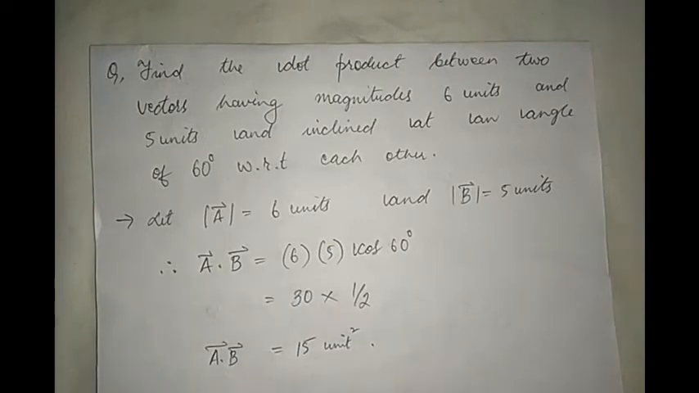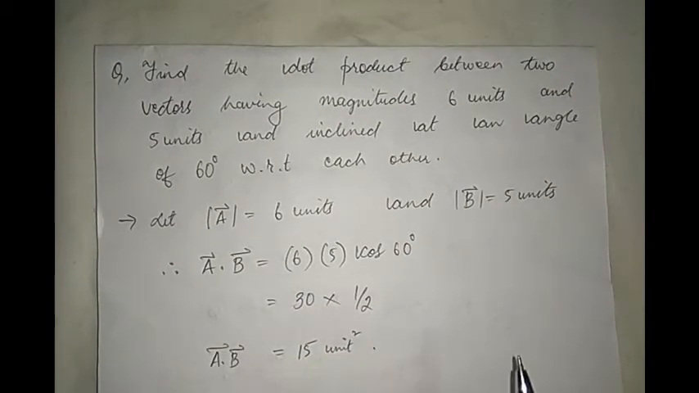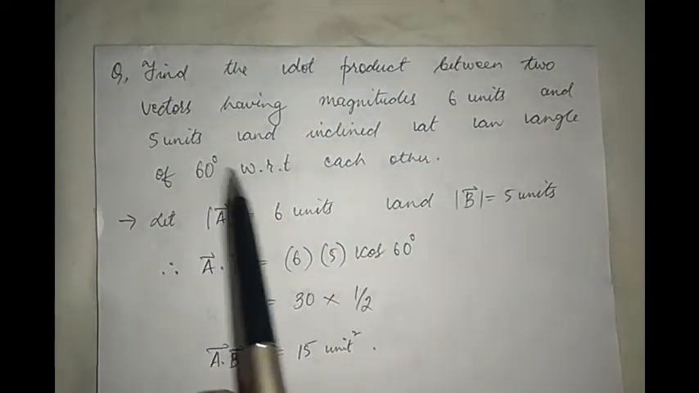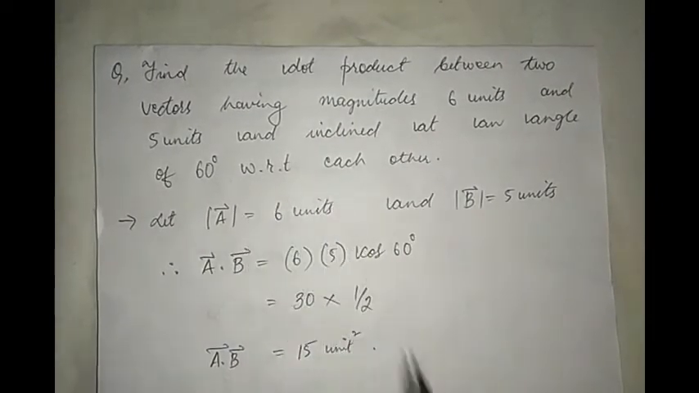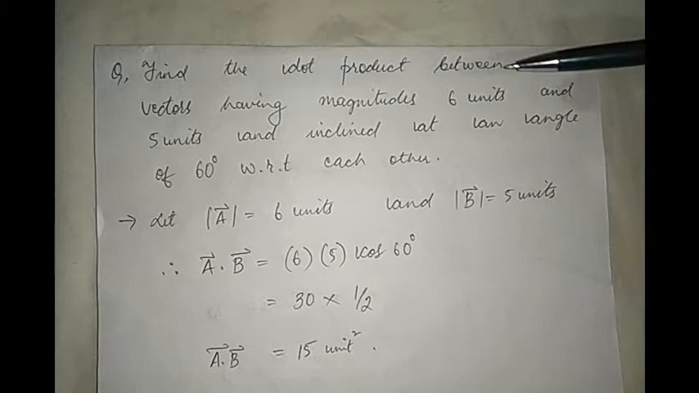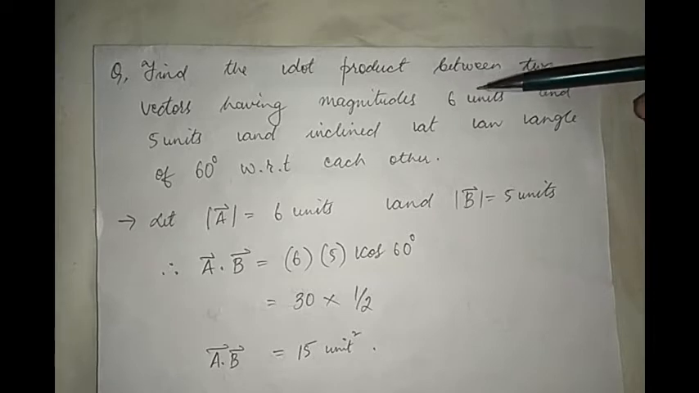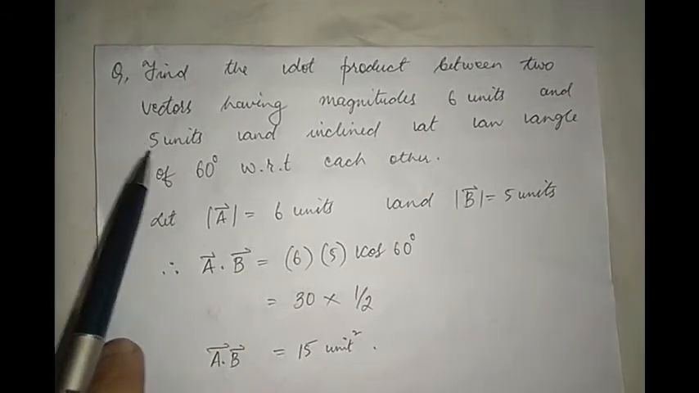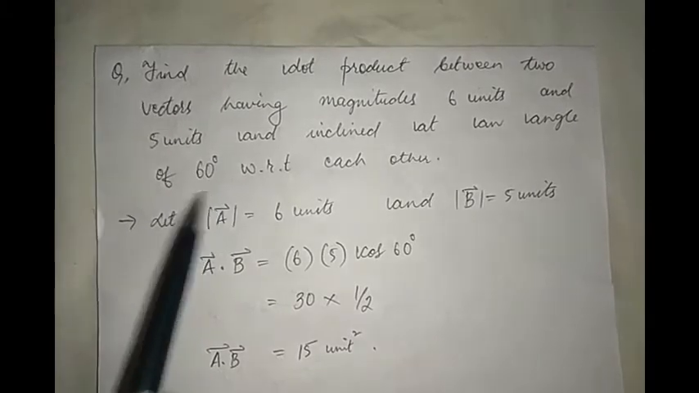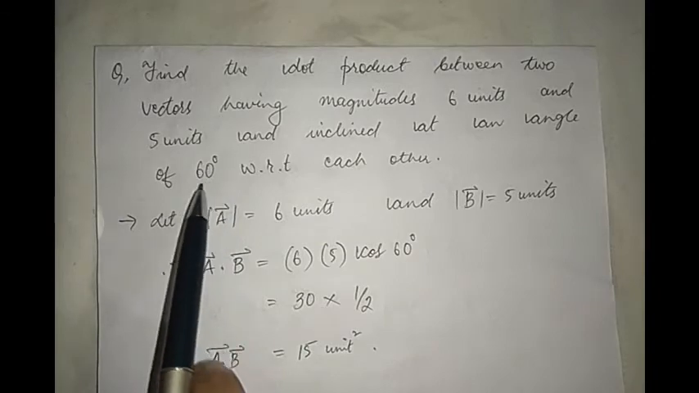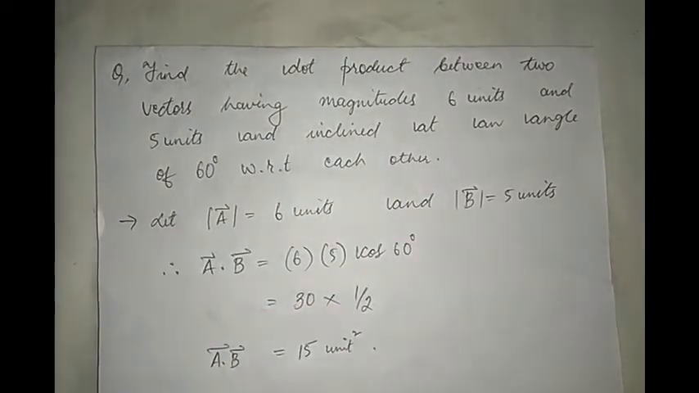of vectors. So let us start with the simplest of problems. Find the dot product between two vectors having magnitude 6 units and 5 units and inclined at an angle of 60 degrees with respect to each other. So this question has given us the magnitudes of two vectors, whatever these vectors are, and of course whatever the units. One of the vectors has magnitude 6 units, the other has magnitude 5 units, and they are inclined at an angle of 60 degrees. We want to find the dot product between these two vectors.